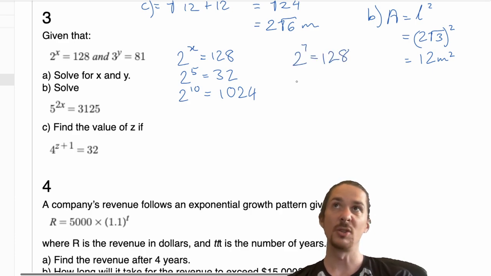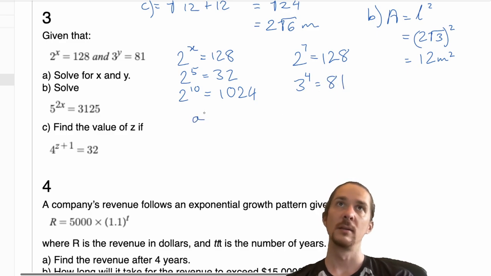Similarly, I've already given this answer to an earlier question: 3 to the power of 4 is 81. Okay, so for A, we can say x equals 7 and y equals 4.